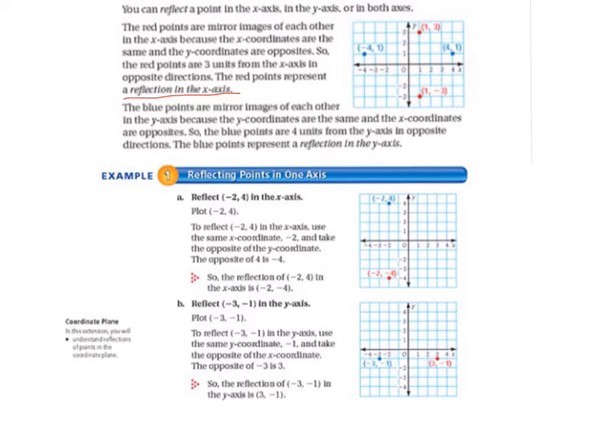The blue points are mirror images of each other in the y-axis because the y-coordinates are the same and the x-coordinates are opposites. So the blue points are 4 units from the y-axis in opposite directions. The blue points represent a reflection in the y-axis.